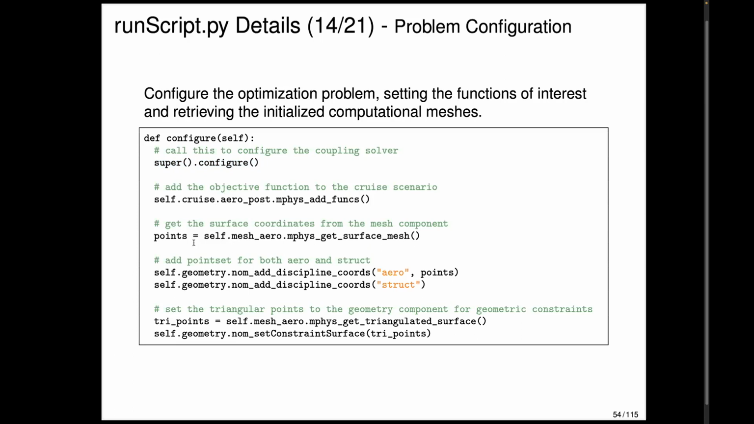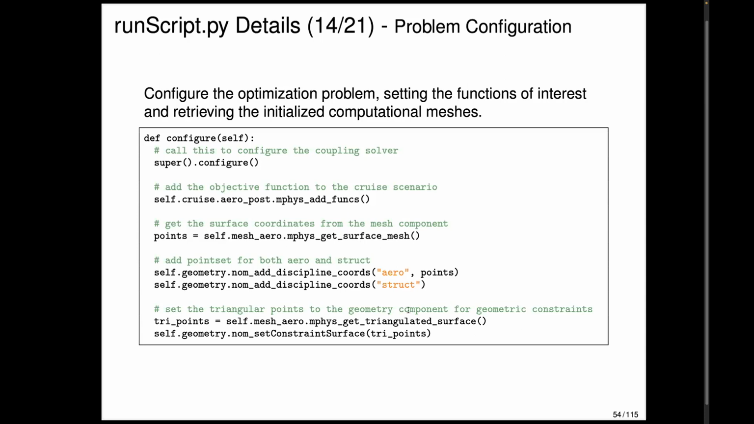We'll then get the points of the surface coordinate from DAFoam. So this is all of the surface coordinates on the wing, for example. And then we'll also add this point set, for DAFoam, we'll add it to the aero side, and then for TACS, we'll add it to the structural side as well. So we're just adding the point set that we retrieved from the surface mesh that we were using before. And then we can get, for example, the triangulated points from the geometry component if we need to do some sort of constraints.